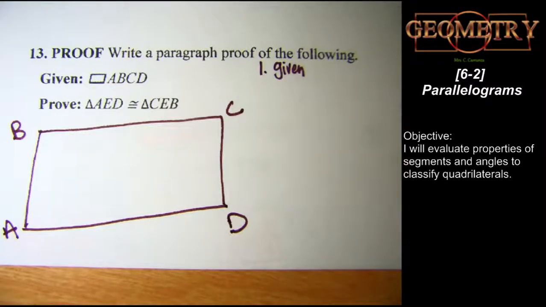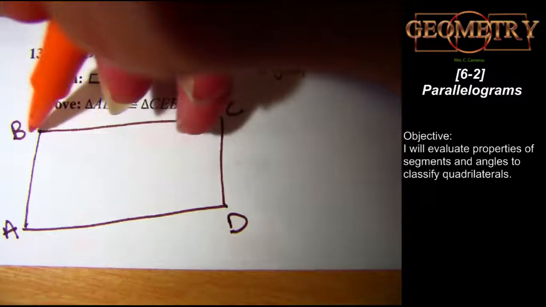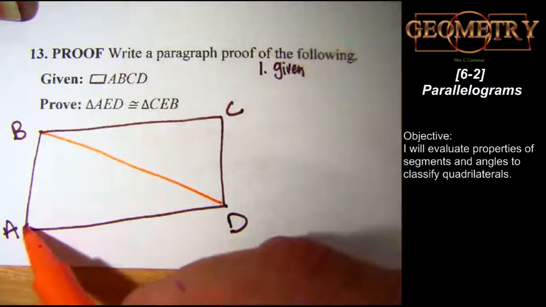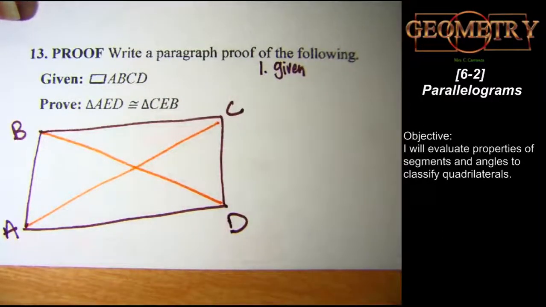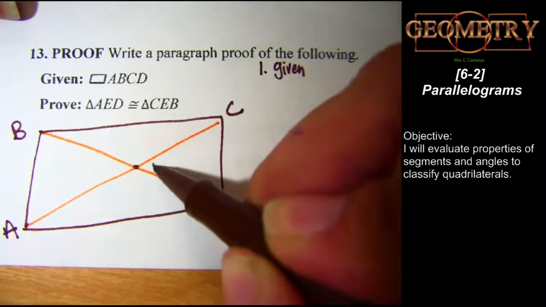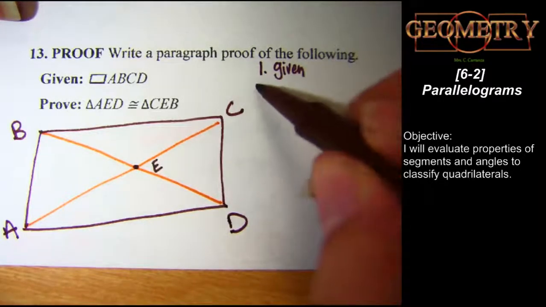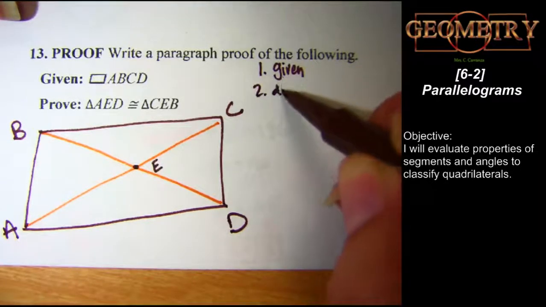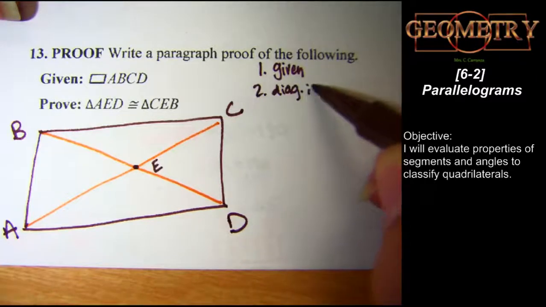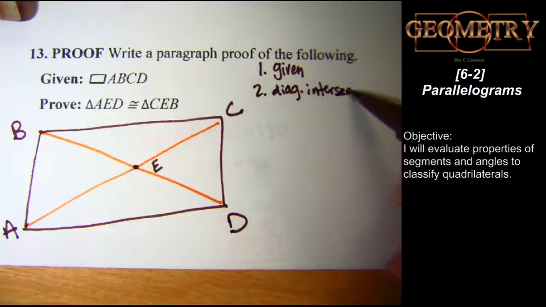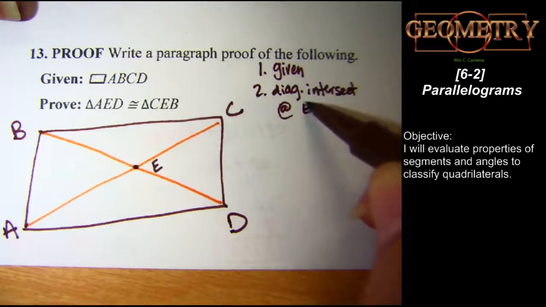Where's E? It's a diagonal. If we drew two diagonals, they'd intersect somewhere, and I could name that point E. Okay, so then let me draw my diagonals, and I'm going to draw them a different color so we can see them. And then here's my point, and I'm going to name it E. And so the second thing we did was we stated that diagonals intersect at E.